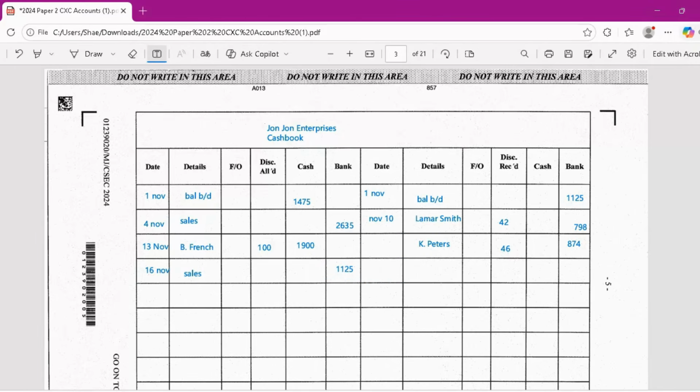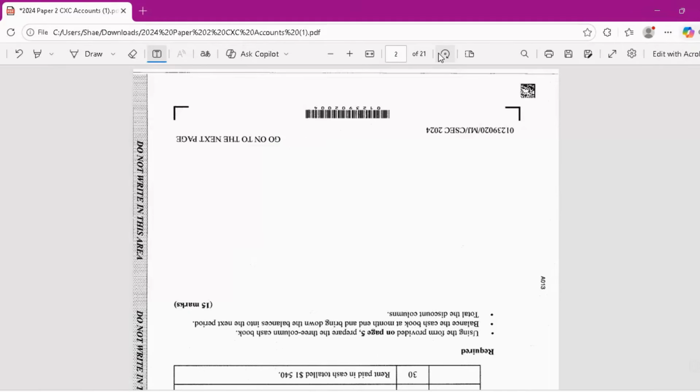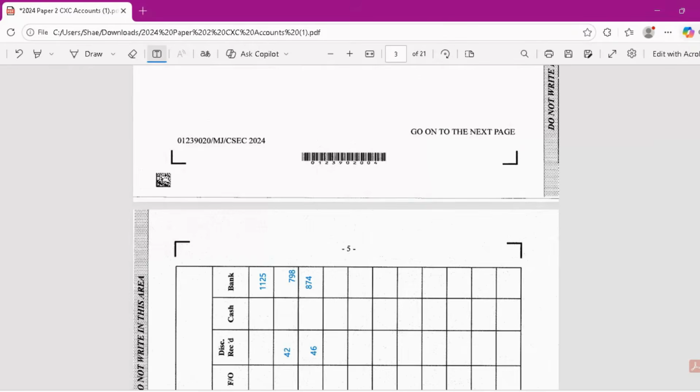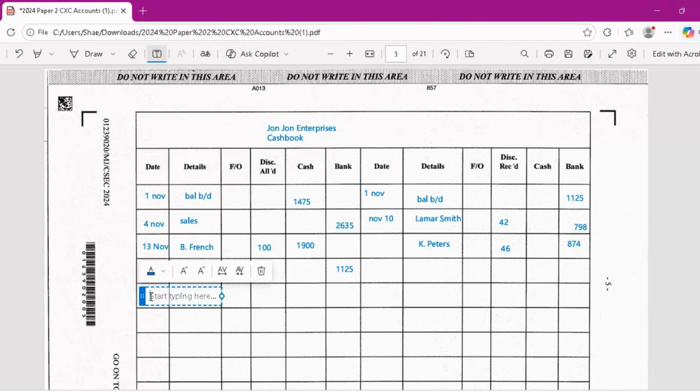All right, so going ahead now and move to the next item, which is the 19th of November, where Mr. John, the owner, gave the business $3,000 by check, which must be repaid in 1 year's time. Here we're receiving money from Mr. John. We're not concerned with any other thing other than recording the information. So on November 19th, we got some money from Mr. John.